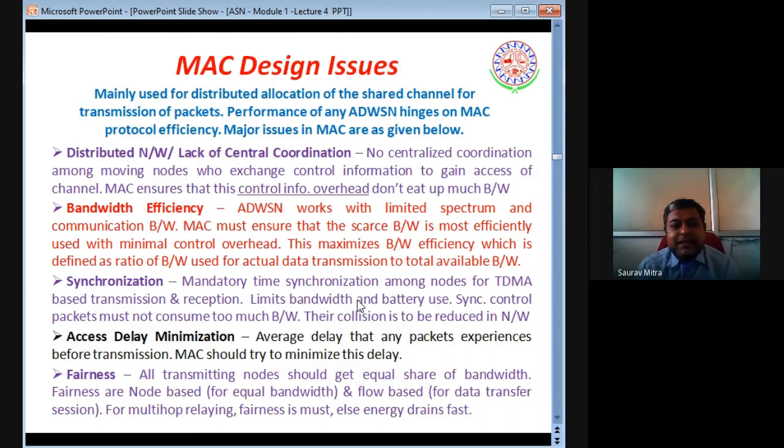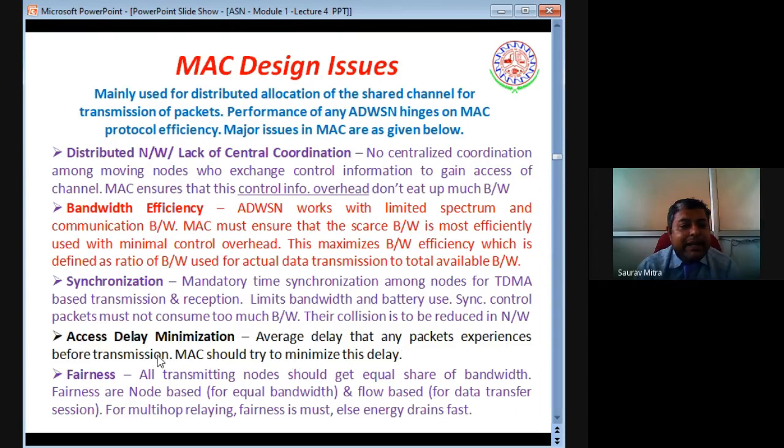Access delay minimization. Access delay minimization means whenever you are trying to get access to the medium. Sometimes it happens that we are trying to call somebody, but that person is unreachable because we are not getting access to the bandwidth. So it is possible that our call will get delayed. So this is what is called access delay minimization.